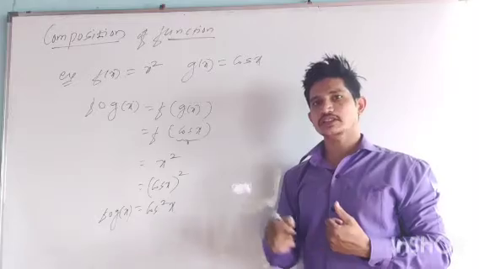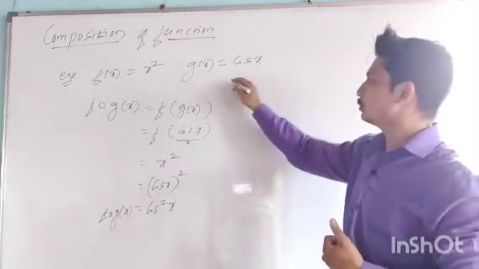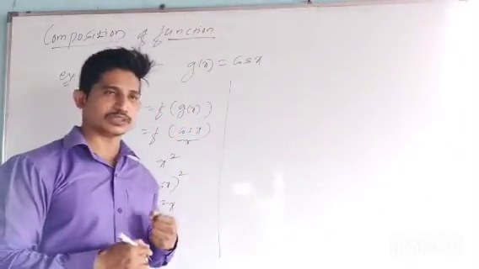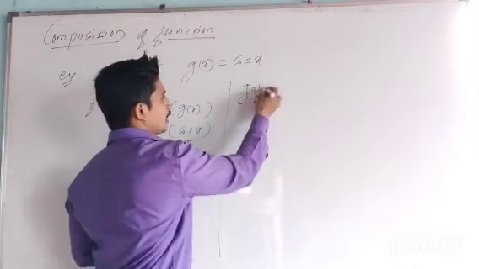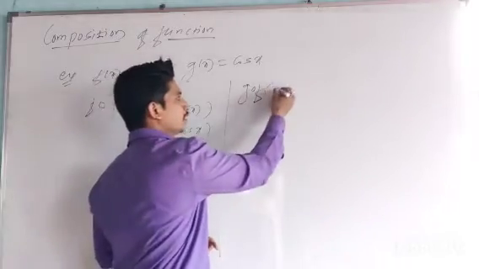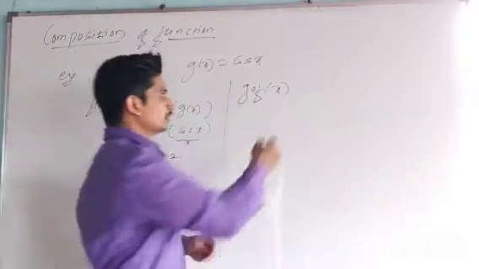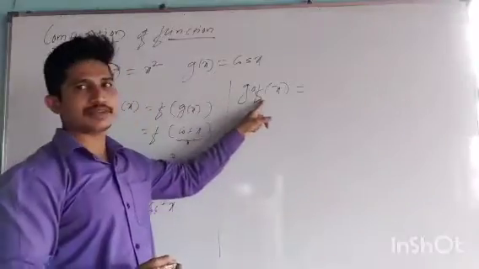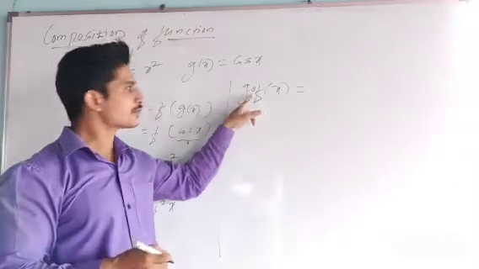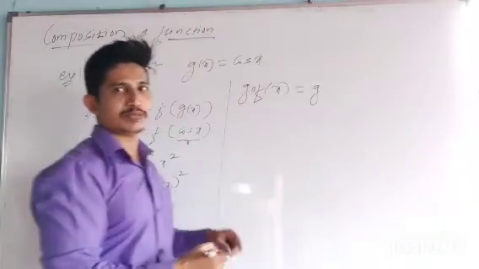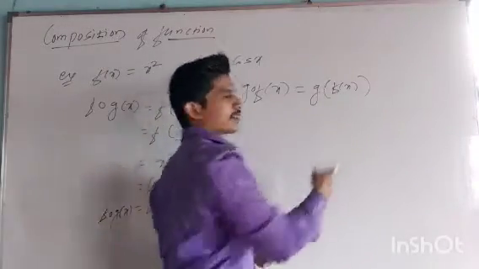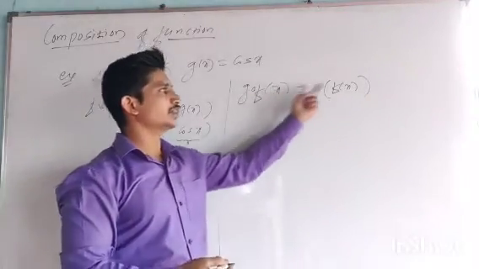Similarly, we can do it for g composition f also. Now let's see how to do g composition f. For f, the variable is x, so I will write x. This is the sign for composition, a small circle. Here again g keep as it is, and f of x write in a bracket.